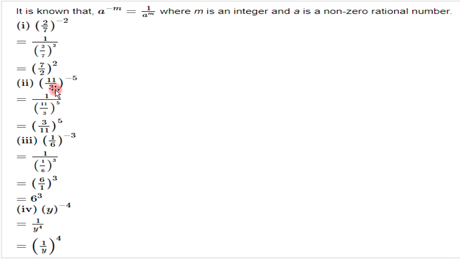Similarly, the second sum, 11 upon 3 raised to minus 5, I'll write its reciprocal as 1 upon 11 upon 3 raised to 5. I'm getting rid of the negative sign in this step. And when writing the last step, the numerator and denominator will be interchanged. I'll have the fraction as 3 upon 11 raised to 5. And so on.